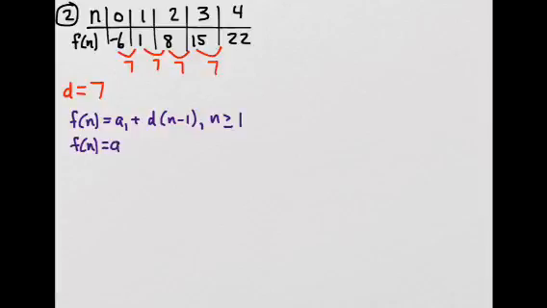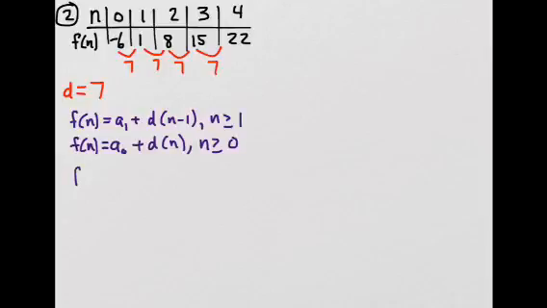Starting with a sub 0 plus d times n, and we'll say n is greater than or equal to 0. Okay, and the reason we do that is because if we use the first one, we would put in a 0 right here, and then we'd get a -1, and it wouldn't give us the same list that we have right here. Okay, so we're going to use this one.